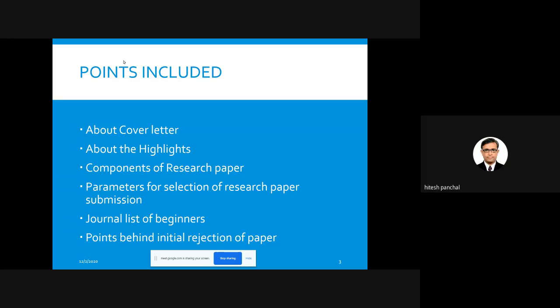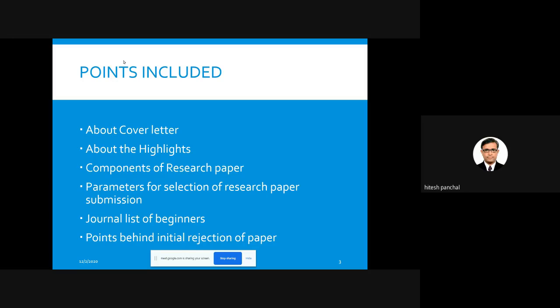I will also tell you regarding the highlights. If you publish your research paper in an Elsevier journal, they always ask for highlights. So what is a highlight? Why is it required? What are the characteristics required for highlights? All such points are very important, so I will discuss them today. Then I will discuss the components of the research paper. Then if you go for paper submission, which parameters you should choose before submission of the paper, such parameters we will discuss.